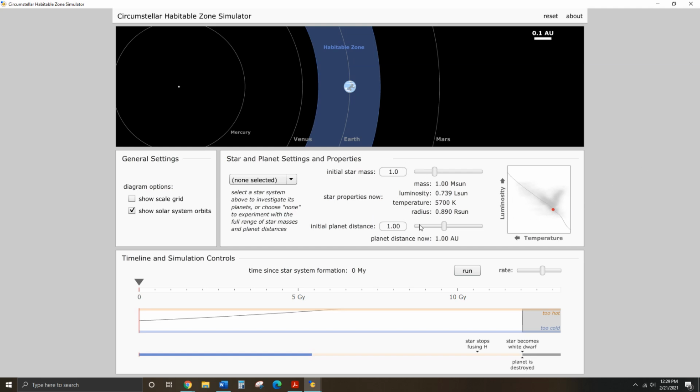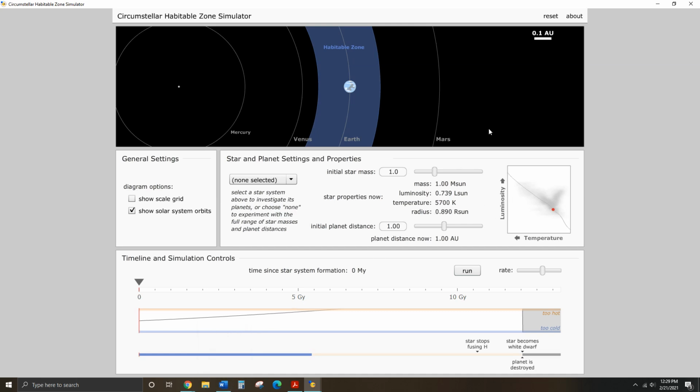For now, let's refocus right here. Luminosity at the early point of the sun's formation is about 74% of what it is now. The surface temperature of the star, our sun, is 5,700 Kelvin. And then the radius of the sun is about 89% that of the sun. Now let's get to the lab stuff.